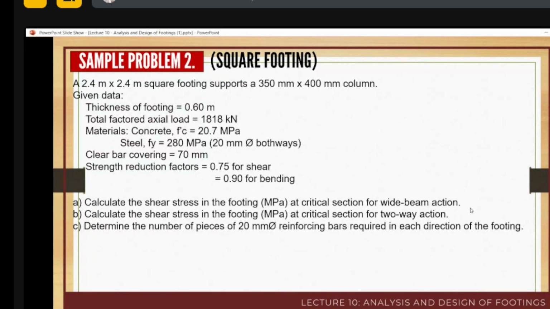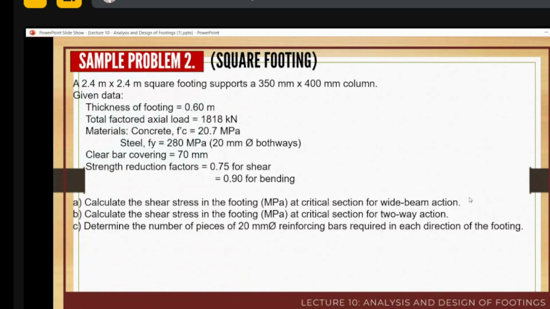So the critical section is at a distance from the face of the column for wide beam action or one-way shear. This is the distance on the face of the column. That is d, the effective depth from the face of the column to the critical section.